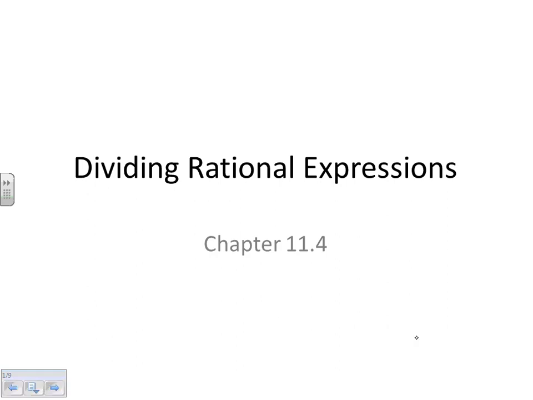All right, so we have our last section for this year. Yay, congratulations, you've made it. This is 11.4 and we are going to divide rational expressions.